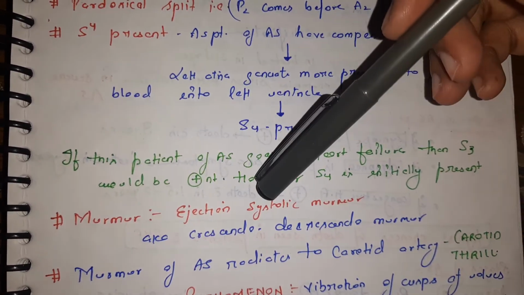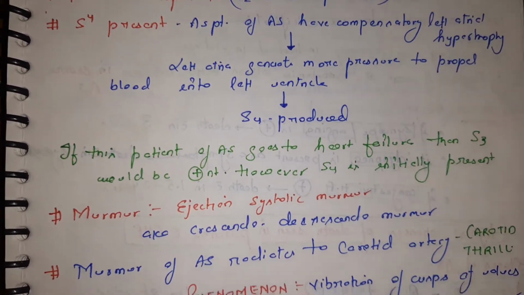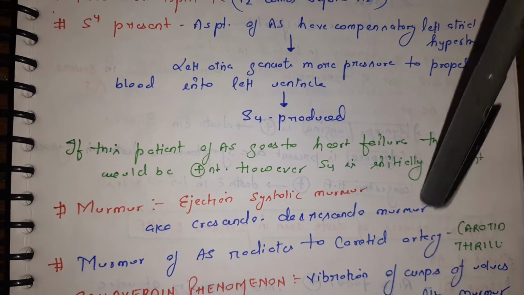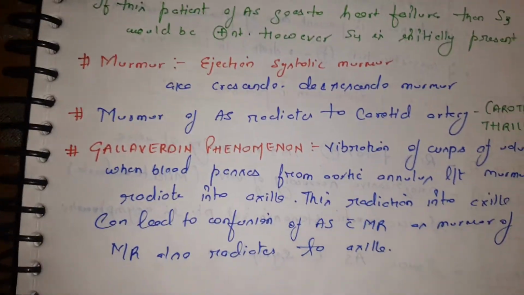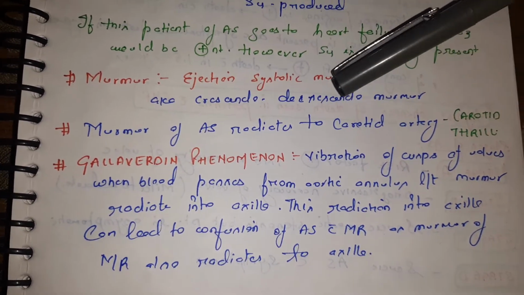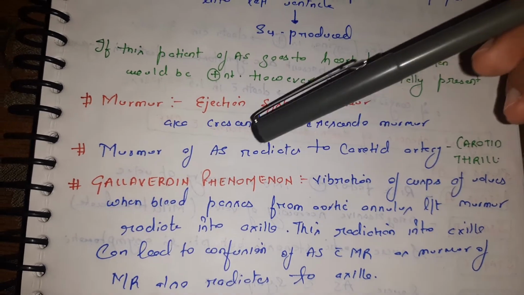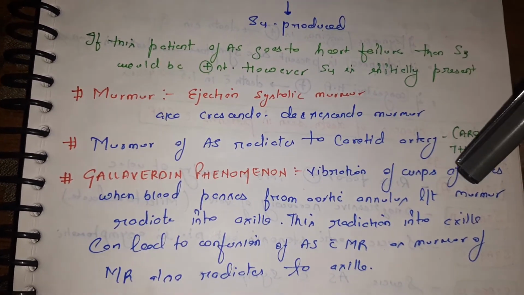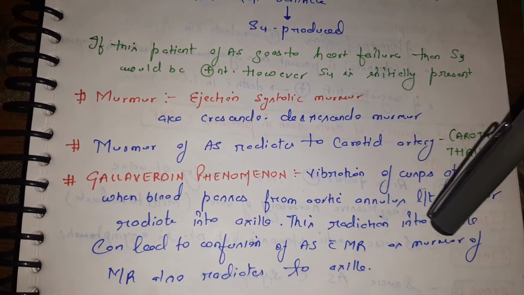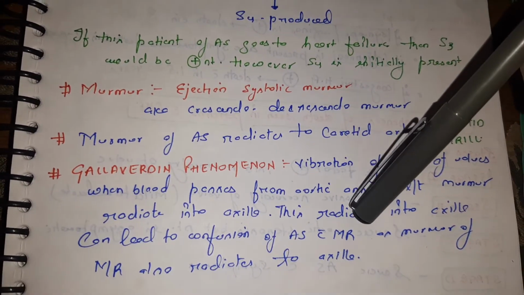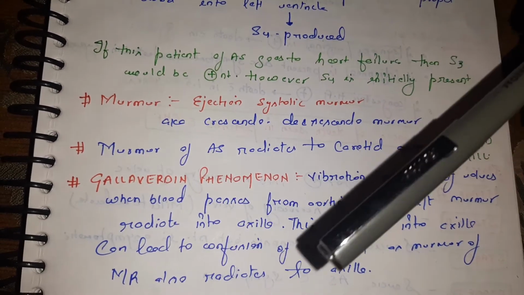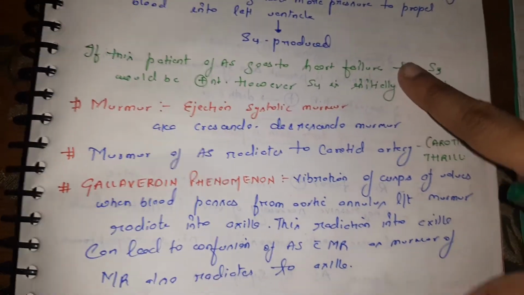The murmur will be an ejection systolic murmur, also known as a crescendo-decrescendo murmur. The murmur of aortic stenosis radiates to the carotid artery, that is, carotid thrill. So we can confuse it with mitral regurgitation, because there is a phenomenon known as Gallavardin phenomenon, where vibration of the cusp of the valves when blood passes from the aortic annulus leads to a murmur radiating into the axilla, right? So axillary radiation can be seen. This radiation into the axilla can lead to confusion of aortic stenosis with mitral regurgitation, as the murmur of mitral regurgitation also radiates to the axilla. Got it?